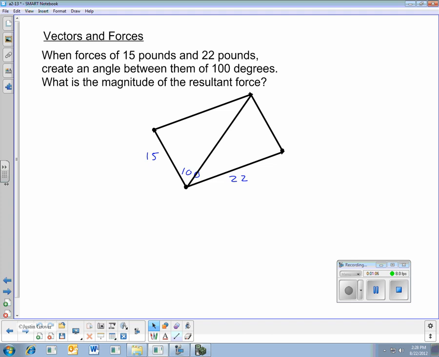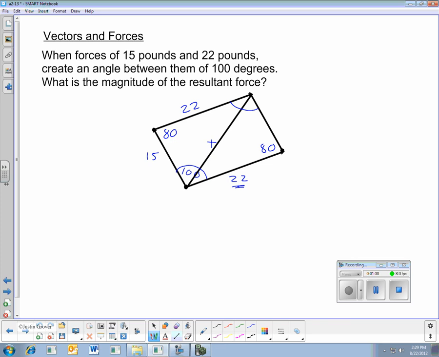Now, a few things here. This is a parallelogram, so we know this angle is 100. And that means that this angle is 100, which means that these each have to be 80. And that's actually the angle that's a little bit more important. And because this side is 22, this side is 22. What I'm looking for is the resultant x here.